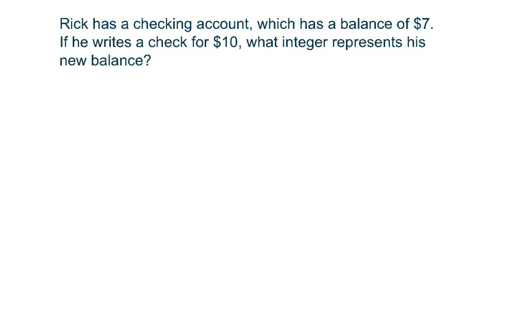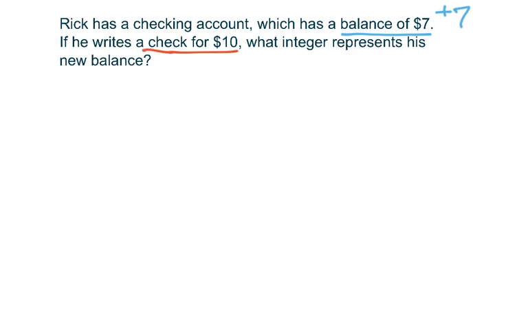When thinking about integers, we want to be able to look at real-world situations, such as banking accounts, and determine, well, what is positive and what is negative? Right here, it says that he has a balance of $7. The balance represents the money he has in that checking account. So that would be described in a positive way. It's what he has. So that's a positive 7.